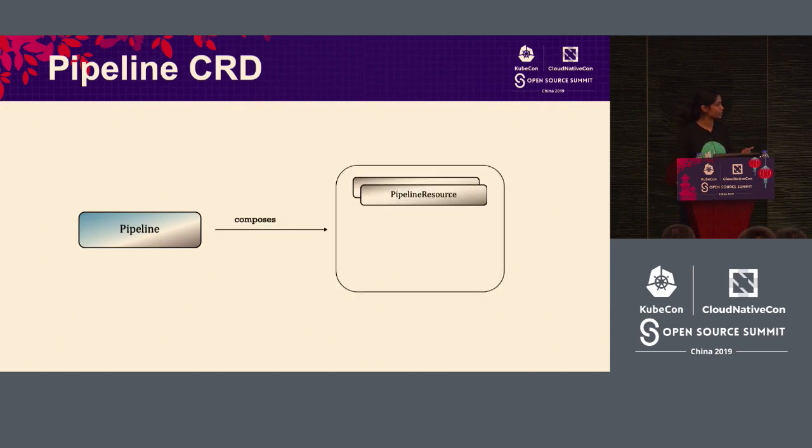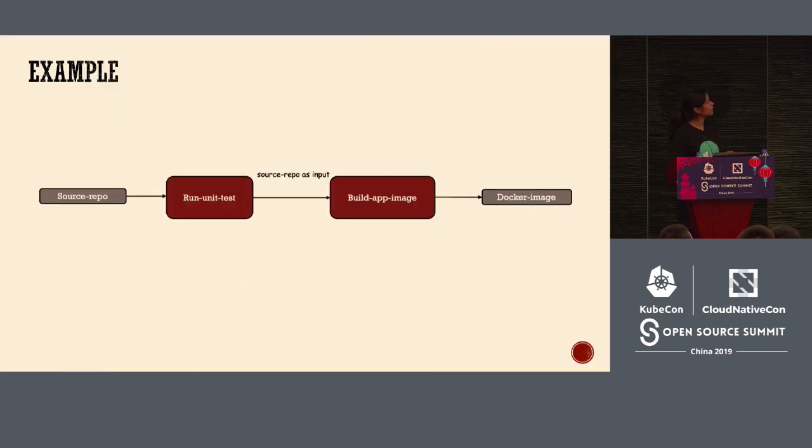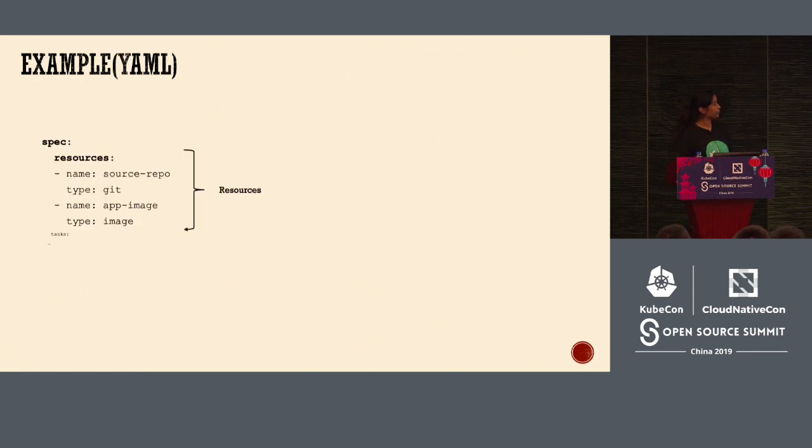As I mentioned, pipeline has a number of resources that you can define and a series of tasks. And pipeline actually dictates the flow in which the tasks need to be executed. Let's take a simple pipeline where we have the first task, which is running tests, and the second task, which is actually building the image that we're already familiar with. The output of this pipeline is going to be building the Docker image. Let's look at some YAML.